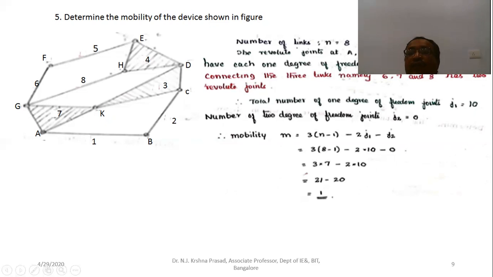Then this value is substituted in Grubler's mobility equation. You'll get the value 1. In essence, it is a mechanism with 1 degree of freedom.